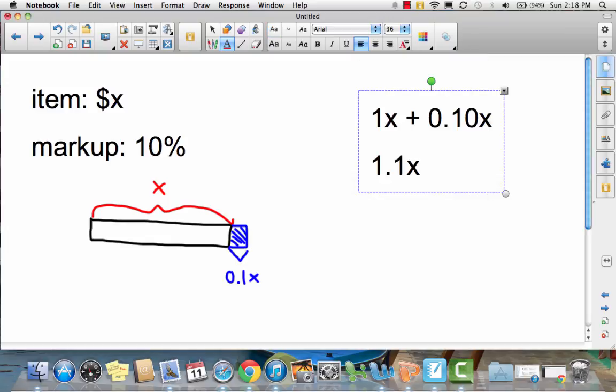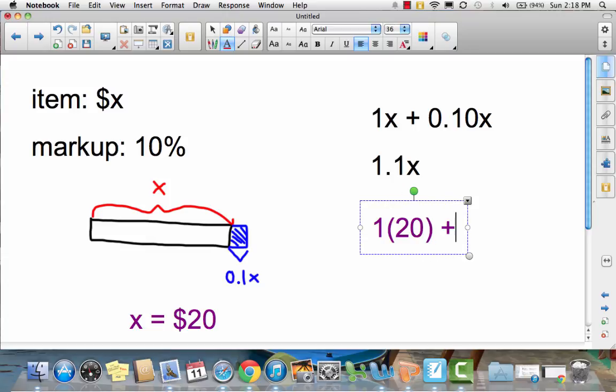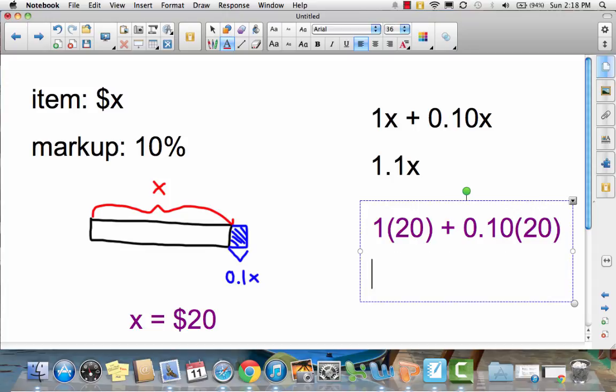What's great about this is if I knew what X actually is equal to, so for example, if I say that X equals $20, I could take either of these expressions and figure out the sale price. So I could replace X with a 20. So 1 times 20 is 20. 10% of 20 is 2. And find out that my sale price is $22.